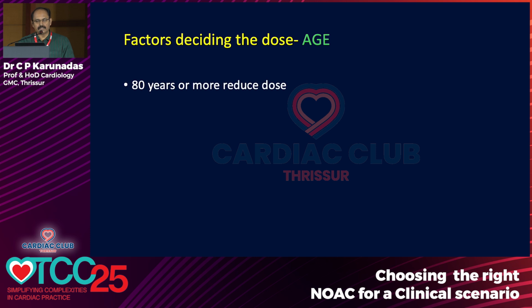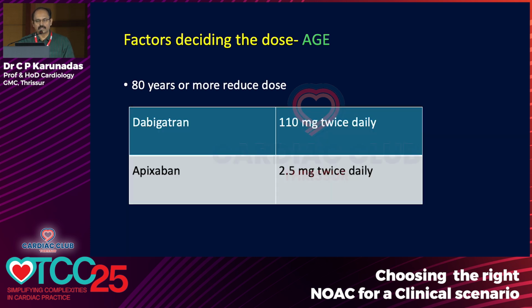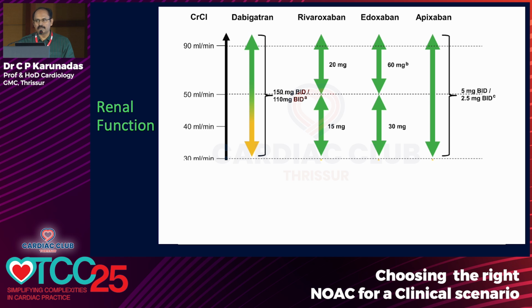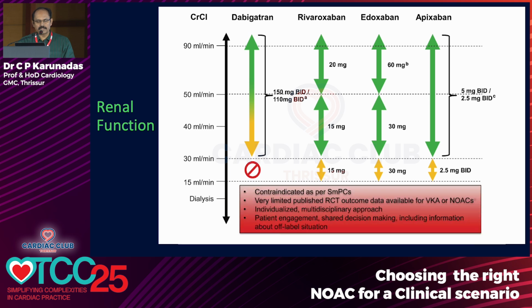If the patient is elderly, above 80 years or some guidelines say 70, you have to use a lower dosage. We have to look at the renal function. If the creatinine clearance is more than 50, no issue, we can use the same dose. If it is less than 50 but more than 30, we have to reduce the dose. And if it is less than 30 up to 15, dabigatran cannot be used while the others can still be used. While if a patient is on hemodialysis, we have to go for vitamin K antagonists.